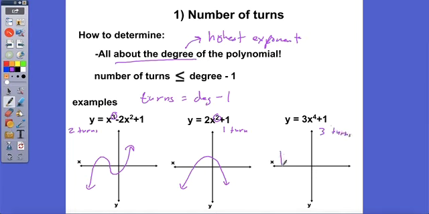So if we started going this way, 1, 2, 3. And there's an example of a 3-turn polynomial, or a polynomial with 3 turns. So it's pretty simple. Basically, the number of turns equals whatever the degree is minus 1.